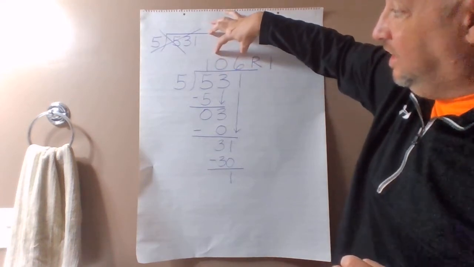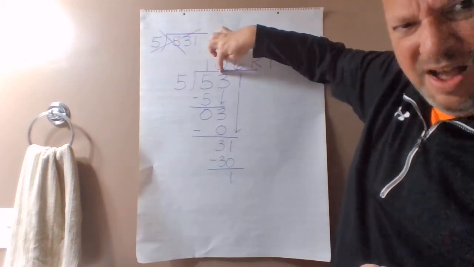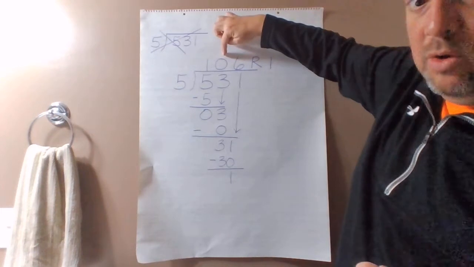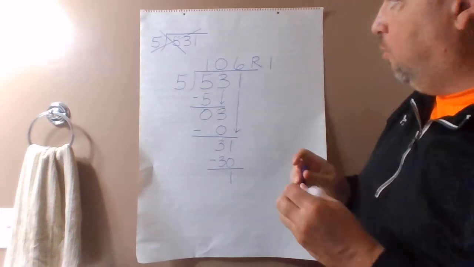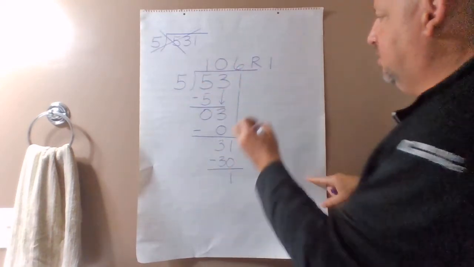So mathematicians, notice that if I don't put that 0 there, then it's going to look like 16. Well, would 16 fives equal 531? No. So that 0 is really important. You've got to catch that placeholder. So 106, remainder 1.